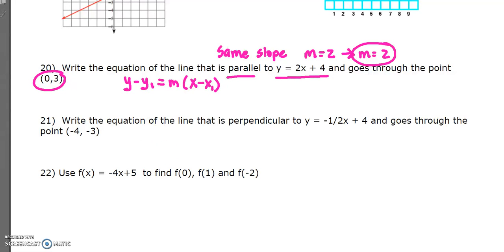But if I pay close attention, I will notice that the point they've given me is (0, 3). Do you guys recall? That would be my y-intercept, right? So this number right here is my y-intercept, and I have my slope right here. So can't I just go ahead and write it in slope-intercept form? So I will have y equals, my m is going to be 2, and my y-intercept is going to be 3.